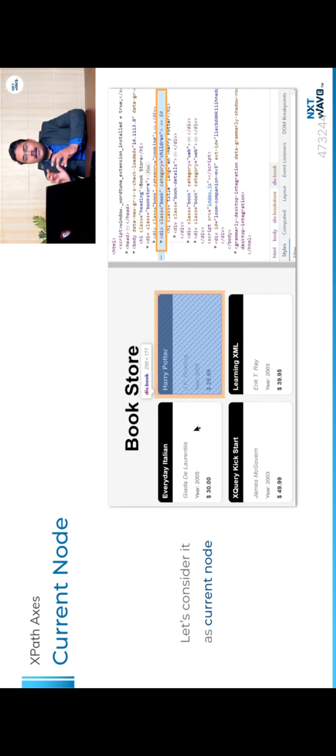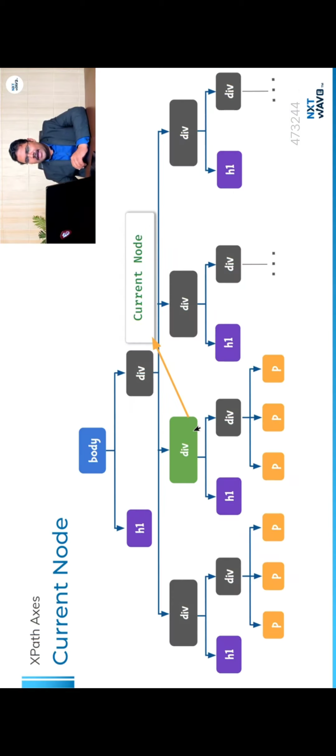Okay, right. So let's consider, and if you remember, basically we have Harry Potter over here as one of the books listed in the web application. So what we'll do is we'll consider this Harry Potter element as our current node, this container as our current node. And if you compare this entire thing to our DOM representation, this div element, the green color div element, is basically the one that contains the Harry Potter heading element.